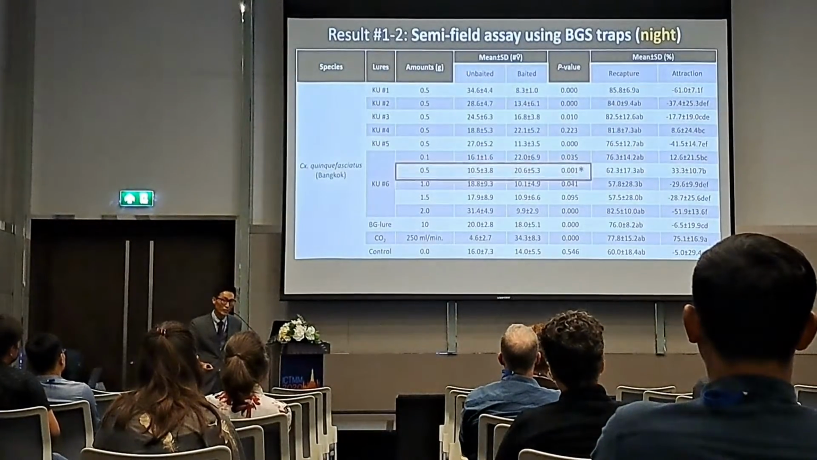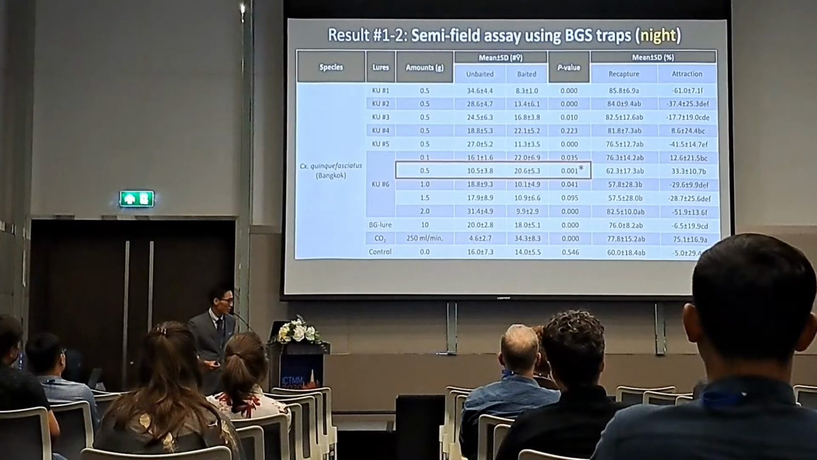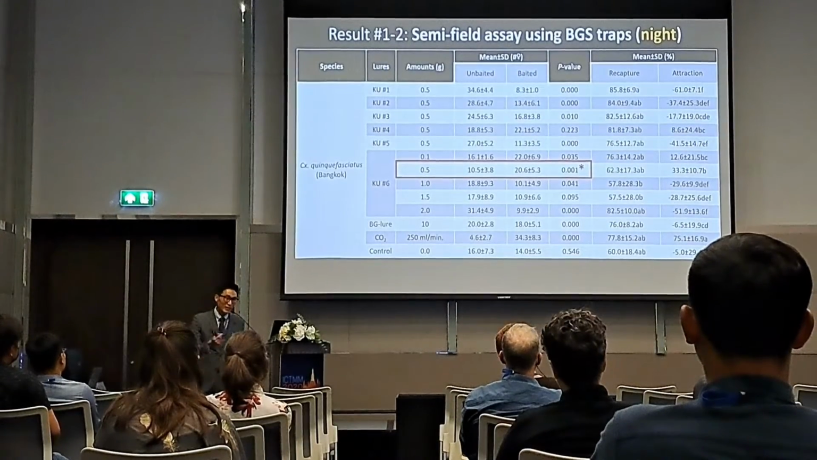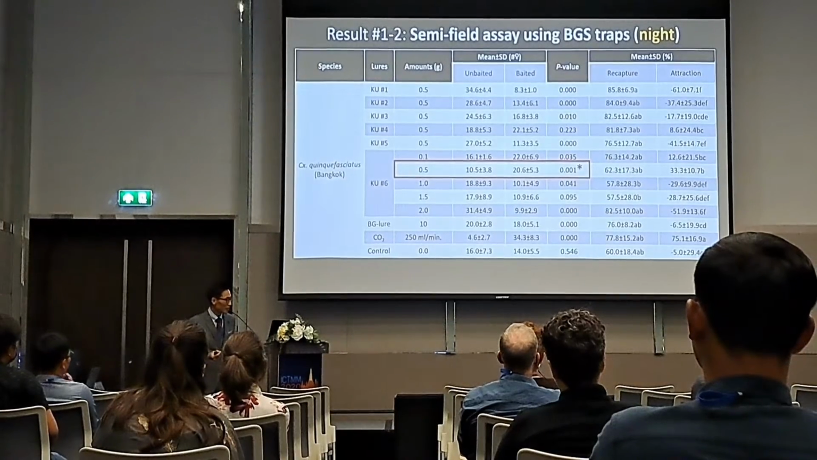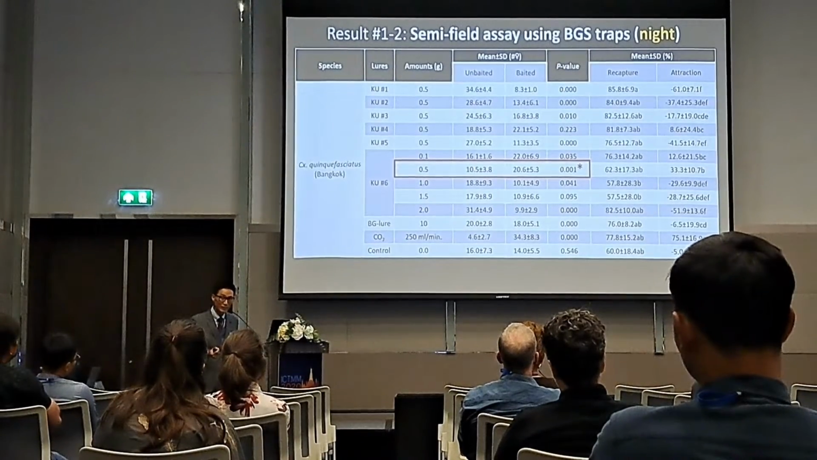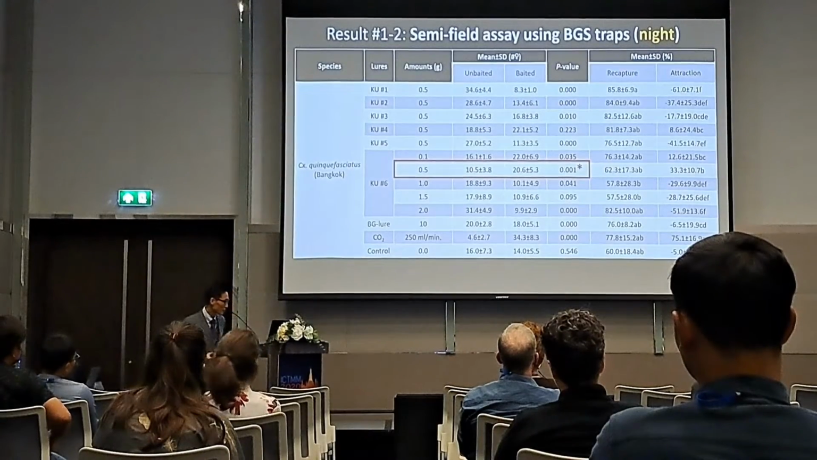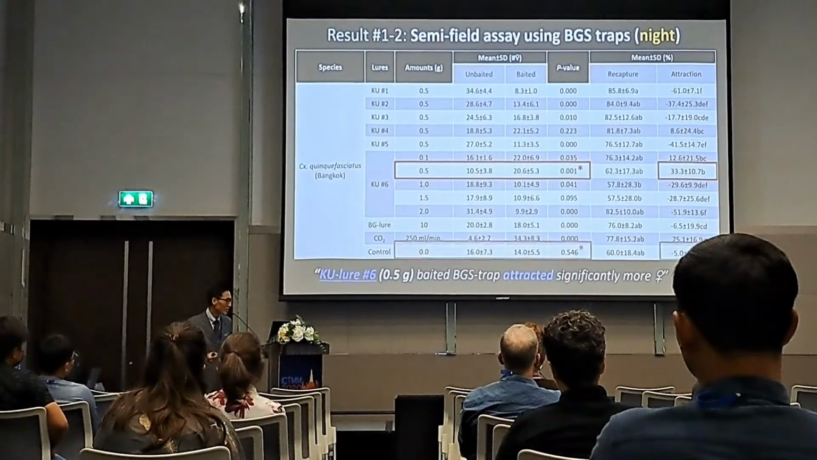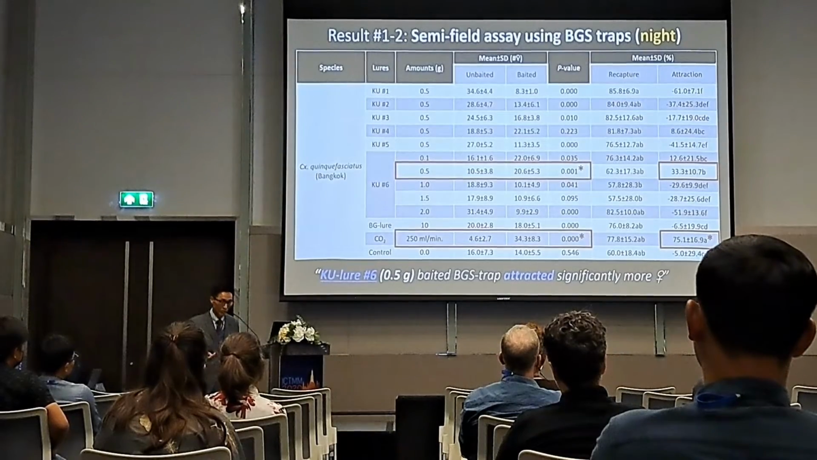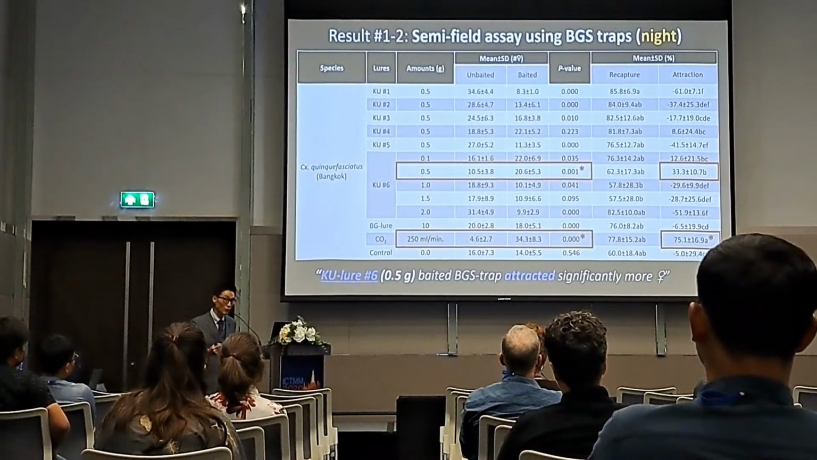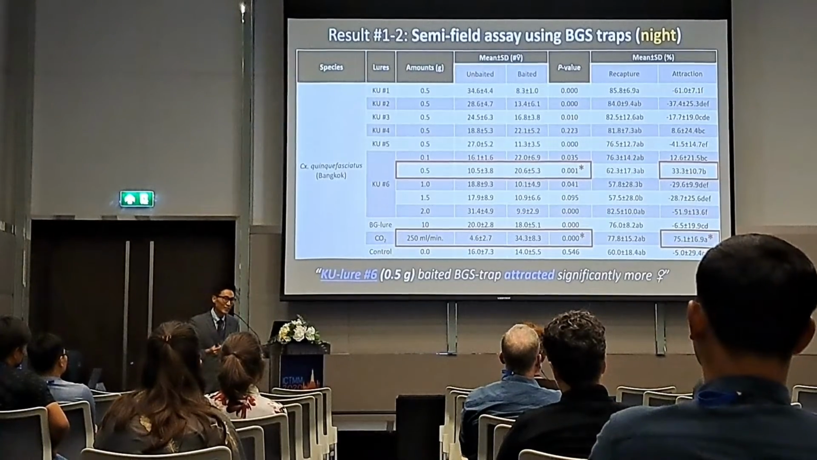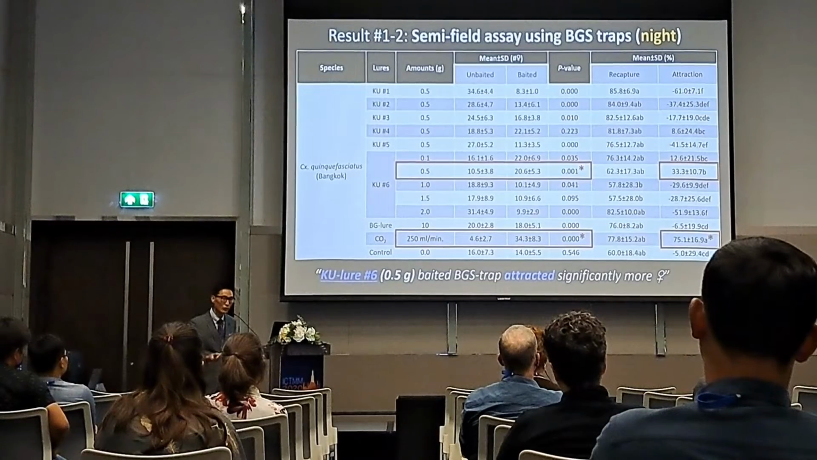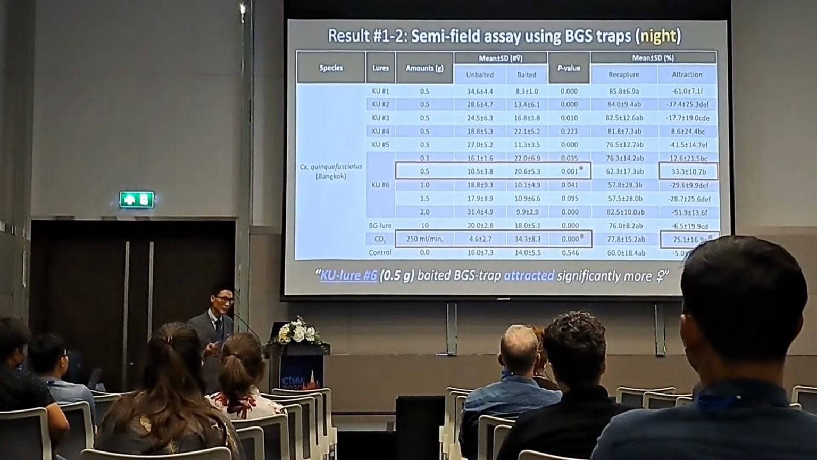What about the Culex quinquefasciatus during nighttime? There was a different preference. You can see the KU lure number 6 was the best for this Culex quinquefasciatus. In addition, for the nighttime mosquitoes, they were attracted significantly more to carbon dioxide. So we can imagine that during nighttime, the mosquitoes may rely more on carbon dioxide to find the host.